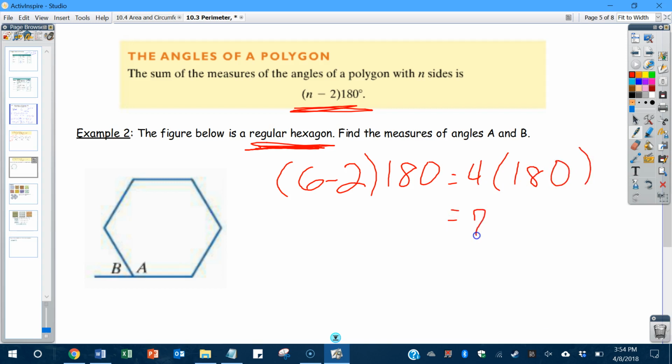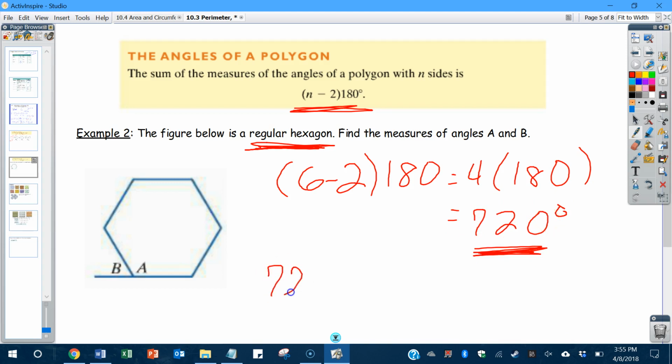Which is 720. So my total angle measure should be 720. Now I'm going to use the fact that this is a regular hexagon to note that all 6 of these angles need to be the same measure. And I'm going to use the fact that they all have to add up to be 720 degrees to get those angle measures. So if they all have to be the same and they all have to add up to this, that means I can divide this number by 6 to get each individual angle measure.